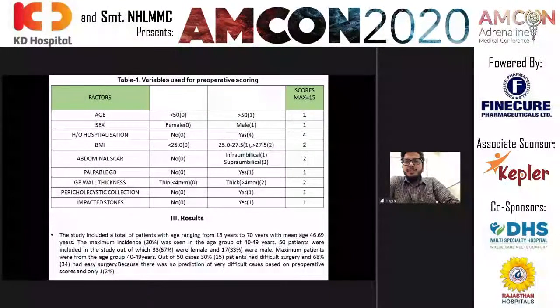These are the variables which are used for preoperative scoring: age, sex, history of hospitalization, BMI, abdominal scar, palpable GB, GB wall thickness less than 4 mm or more than 4 mm, pericholecystic collection, and impacted stones. Results.